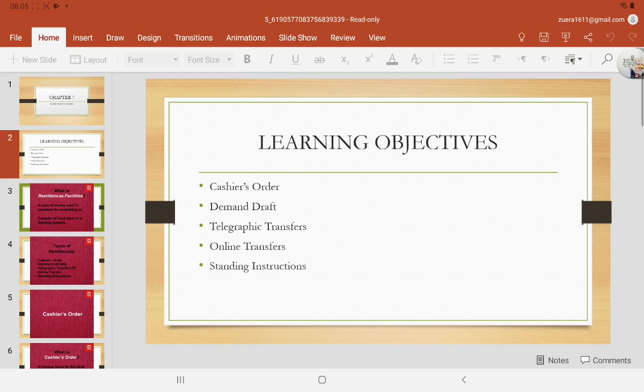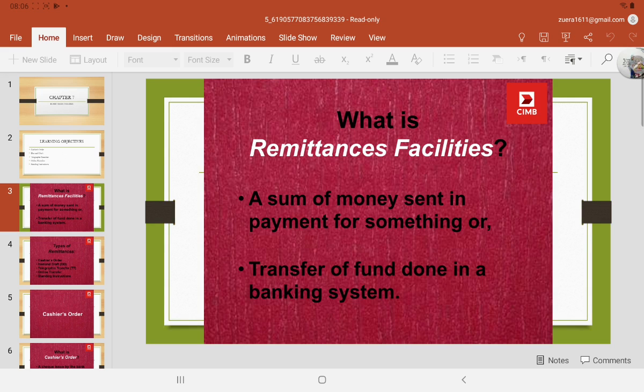So in this chapter, basically, I will explain the usage for each remittances product and elaborate more on the process that we apply to the remittances account. And we will also go through the features of each remittances product for their customers. So, what is the meaning of remittances facilities?